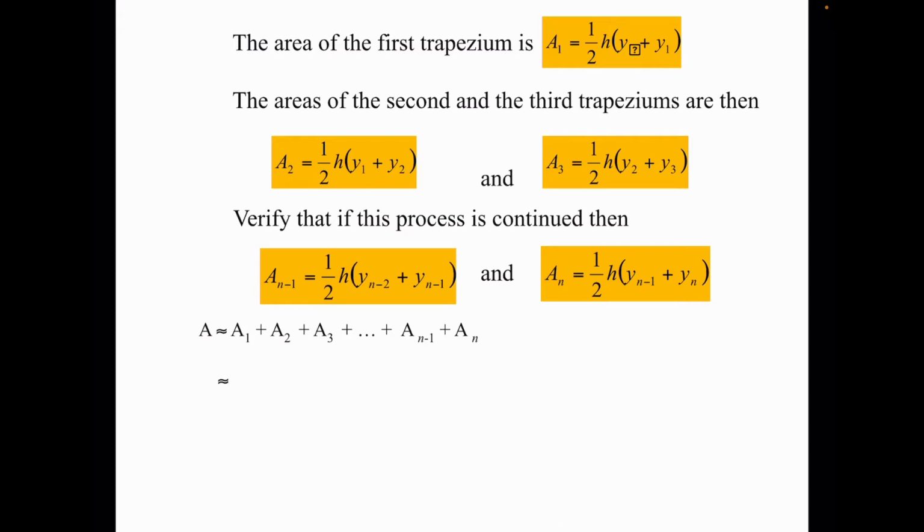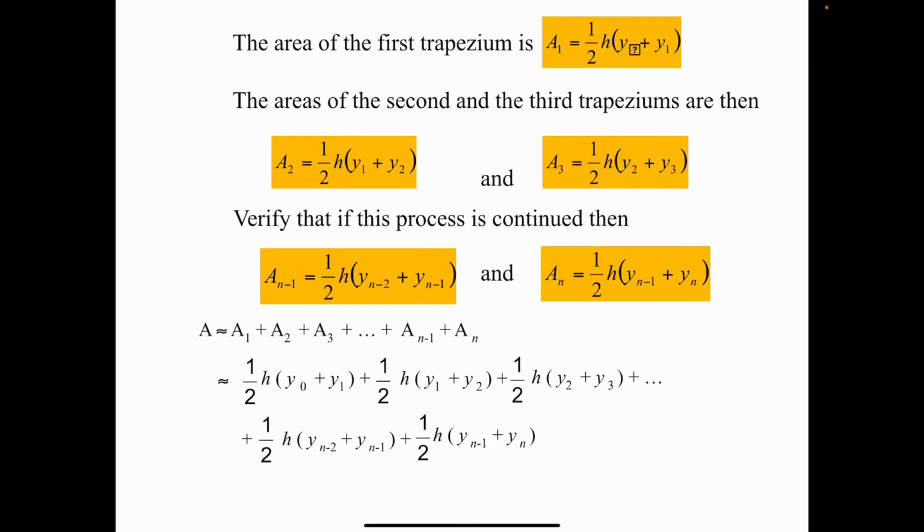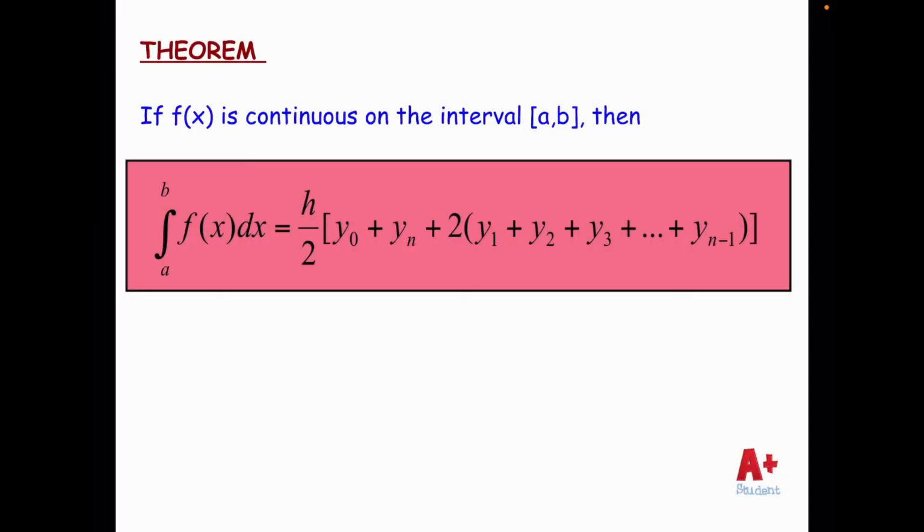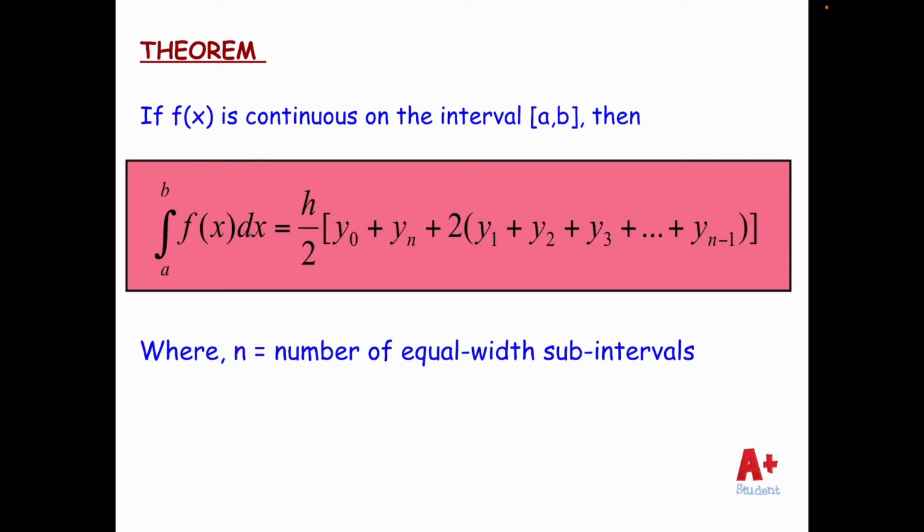So therefore area A equals area A1 plus A2 plus A3 until An, and then when you simplify you will get 1 over 2 h multiplied by y0 plus 2y1 plus 2y2 until yn. The theorem: if f(x) is continuous on the interval [a,b], then integration of f(x) dx from a to b equals h over 2 multiplied by y0 plus yn plus 2 multiplied by y1 plus y2 plus y3 until y n minus 1, where n equals the number of equal width subintervals, and h equals (b minus a) over n, which is the width of each subinterval.